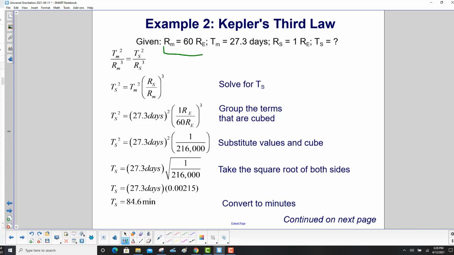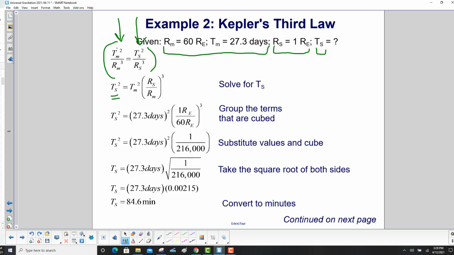So here's our given information about the Moon, and we want to find the period of a satellite that just is skimming the surface of the Earth. I know, not very practical, but you'll see on the next slide why we're doing this. So if that's the case, the distance from the center of the Earth is just one Earth radius. We set up Kepler here. Here's the Moon's information. Here's our satellite's information.